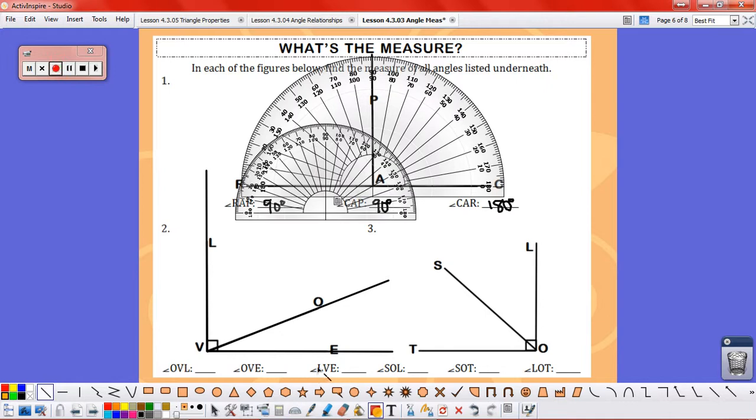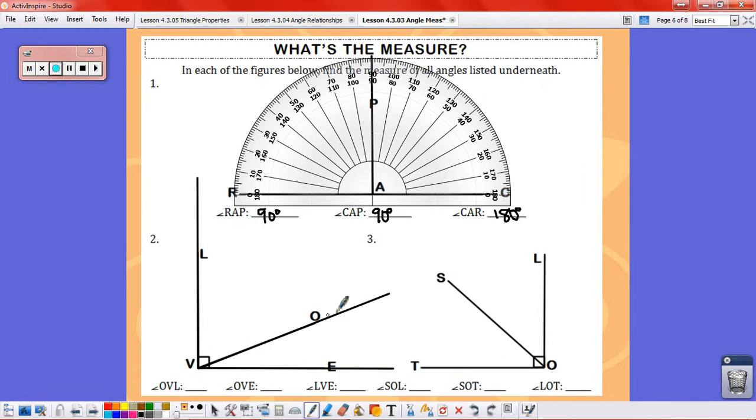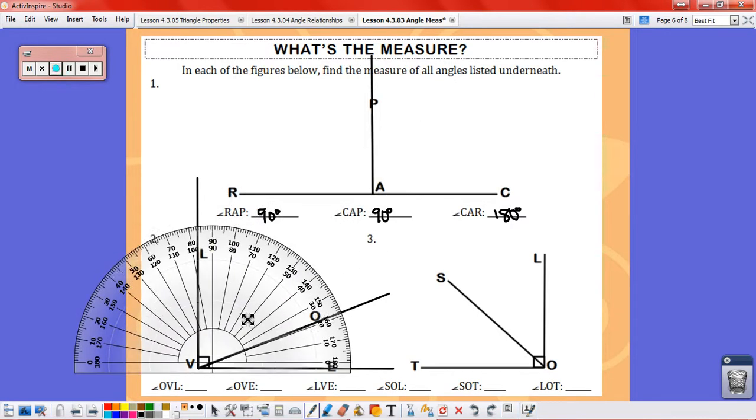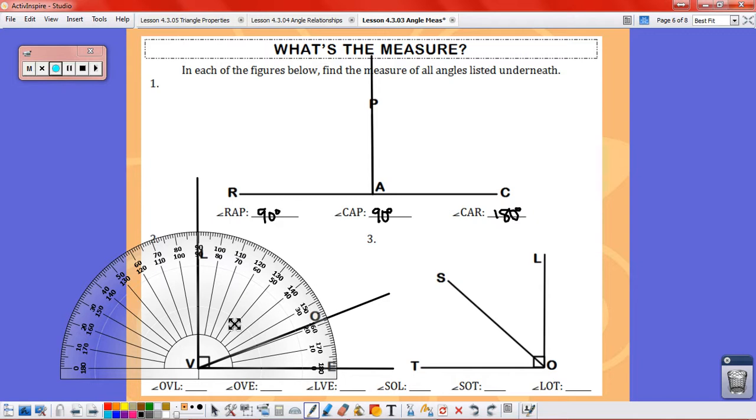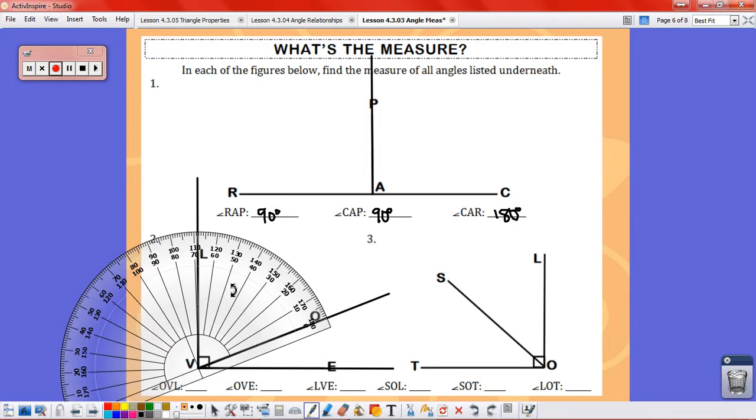Alright, so next I want to line up my 0 point. Whoa, I didn't need two of them. Didn't know I could even have two of them. Angle OVL, I'm going to start with the first one, OVL. So I'm going to go ahead and line up my 0 point with my vertex. And these all have the same vertex, so that's not really going to change. I also need to line up my 0 edge with one of the sides of the angle, so I can either line it up with the OV side or the VL side. This one requires less movement, so I'm going to line it up with this one.